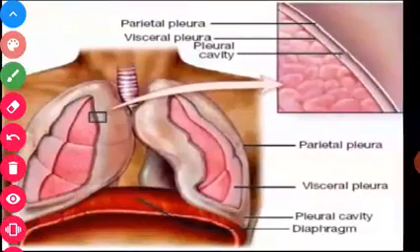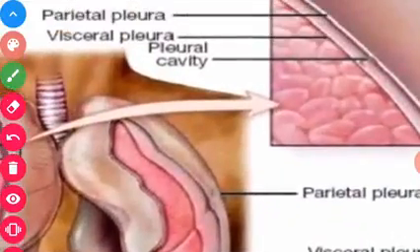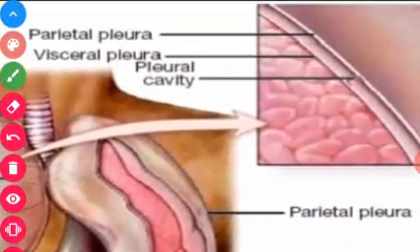Here is the diagram. You can see the outer membrane is known as the parietal pleura. The inner membrane is known as the visceral pleura. And in between is the cavity known as the pleural cavity, in which the pleural fluid is present.